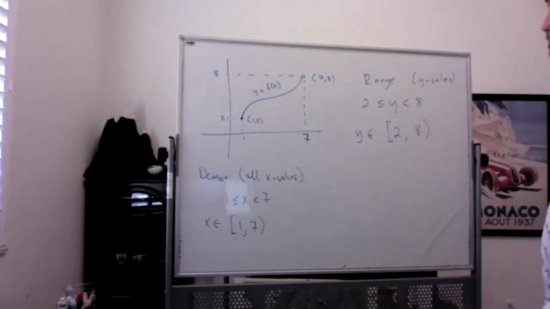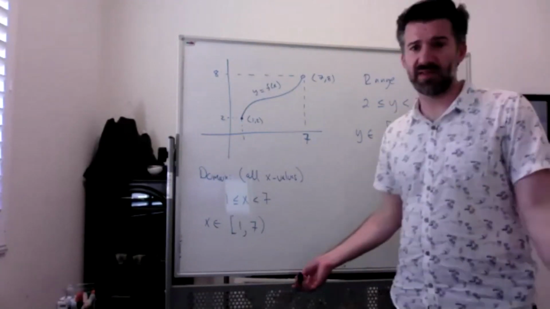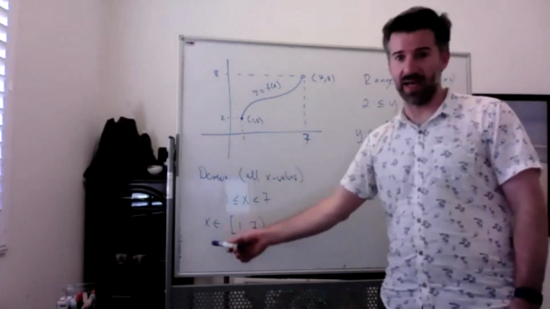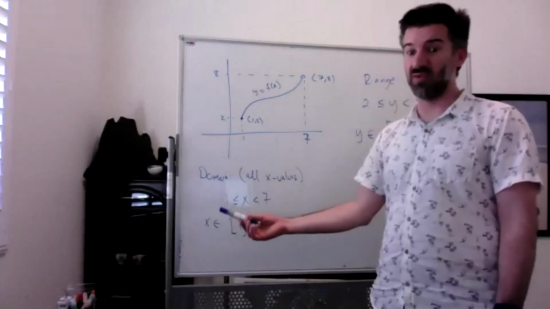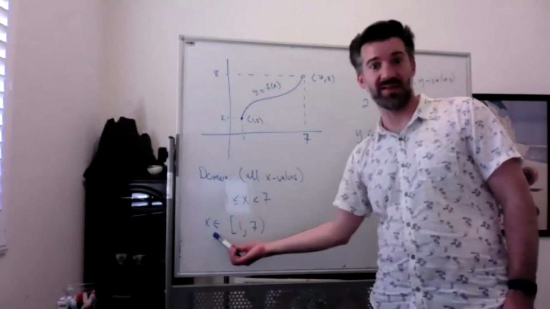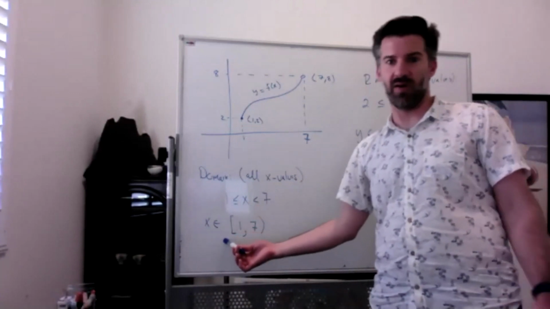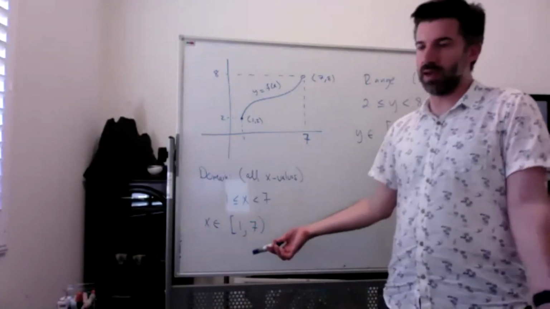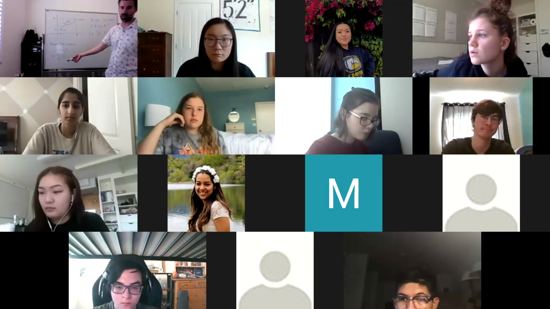Yeah. So usually, if I was going to write the domain for this first function, I'd probably just write this interval without actually saying x is an element of, but I do know some teachers do like to write this notation. So I want you to see this and be like, oh yeah, that's what that means. It just means x is in the set for everything between 1 and 7, including 1.